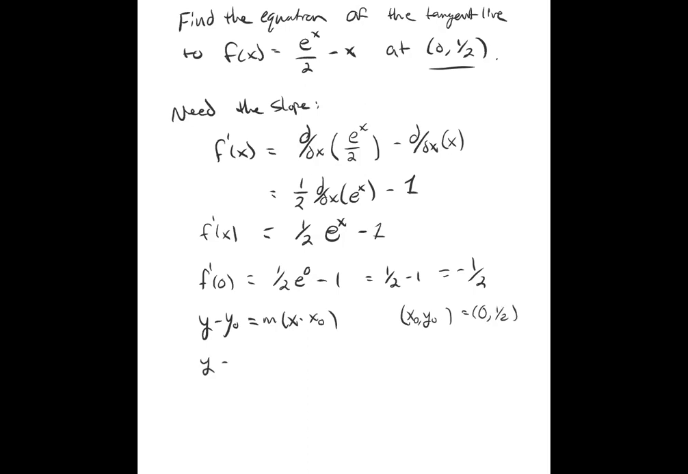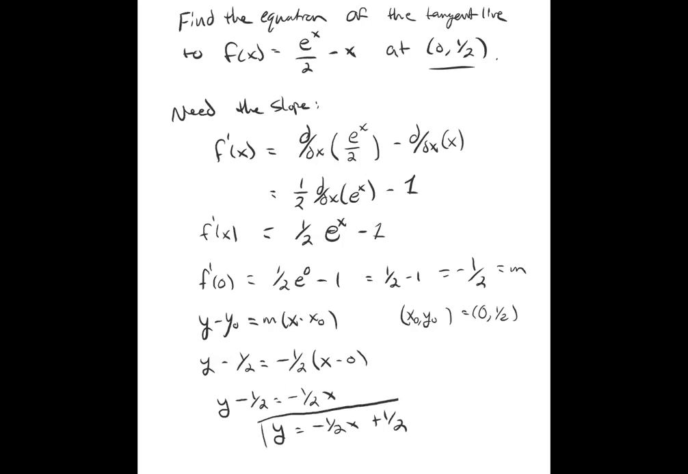So we have y minus 1/2 is, and I'll say this is m, minus 1/2 times x minus 0. So we have y minus 1/2 is minus 1/2 x, and y is minus 1/2 x plus 1/2. And that's the equation of our tangent line to f of x at the point 0, comma 1/2.